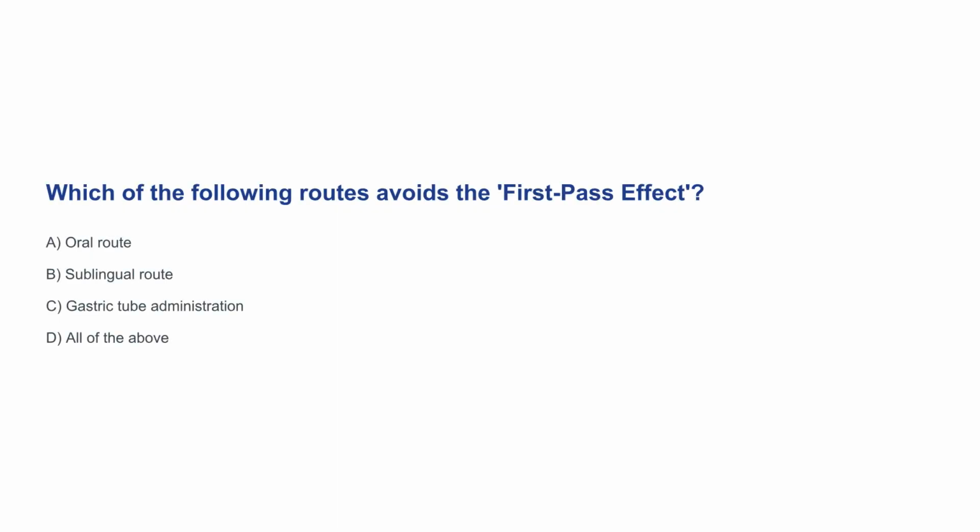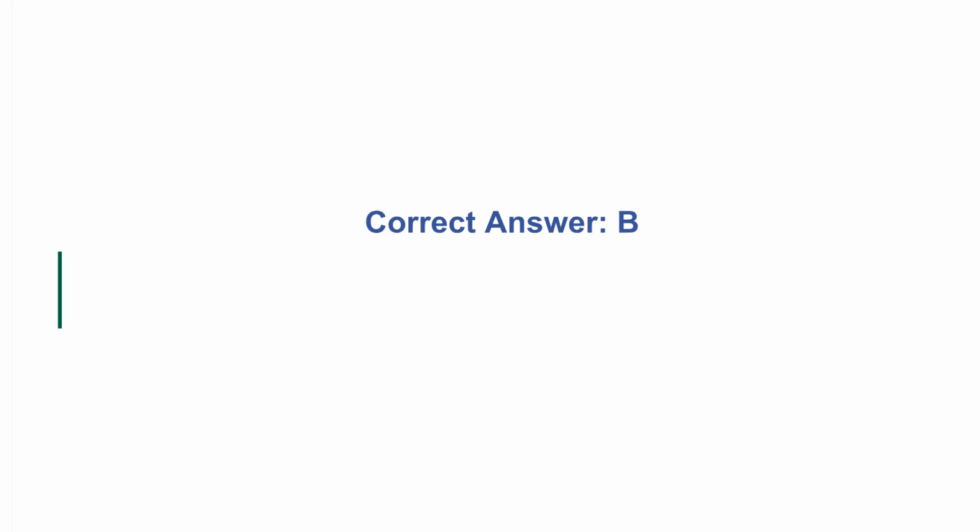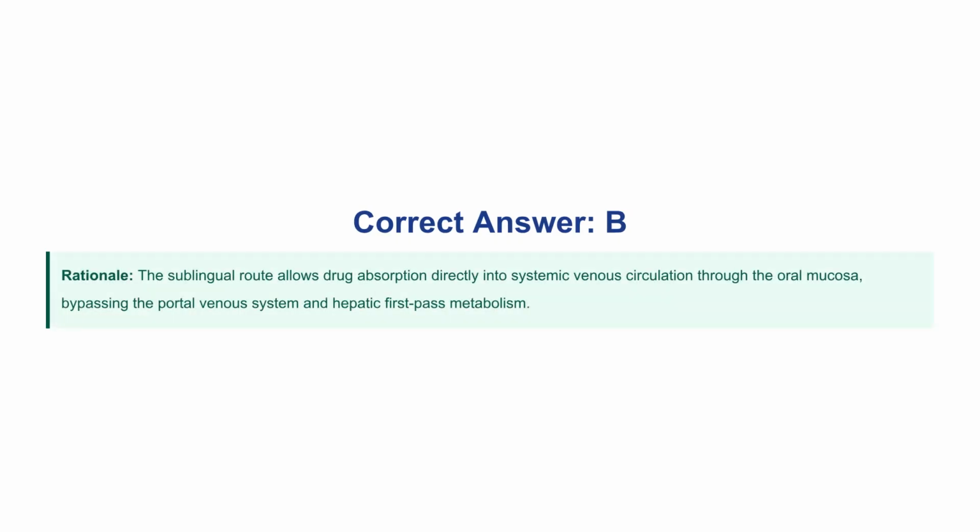Next, which of the following routes avoids the first pass effect? The correct answer is B, sublingual route. This route allows drug absorption directly into systemic venous circulation through the oral mucosa, bypassing the hepatic first-pass metabolism.